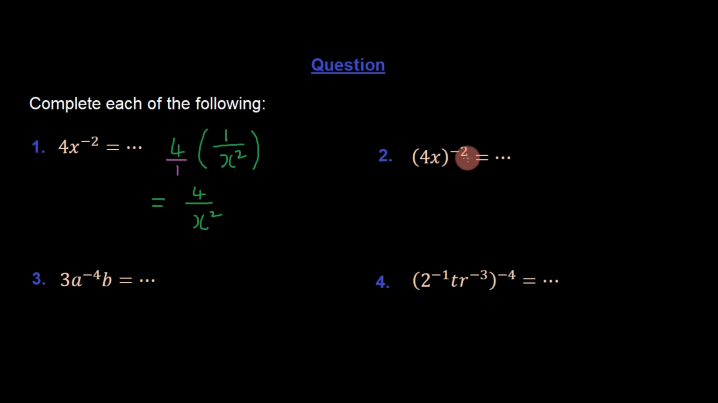In number 2, the power of -2 applies to everything inside the brackets. So using law 6, we can write it as 1 over all of 4x to the +2. And now we can apply the power outside the brackets to everything inside the brackets. So it's 1 over 4 squared, x squared, and of course this is 1 over 16 x squared.